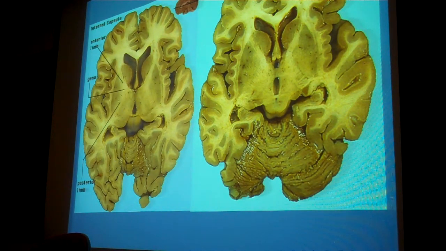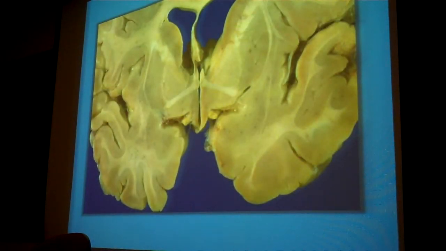Most of your other sensory perceptions, like balance and fine touch and vibration, tend to go up, cross over in the medulla, and then go up. But we'll talk a little bit about that when we get to the cord.